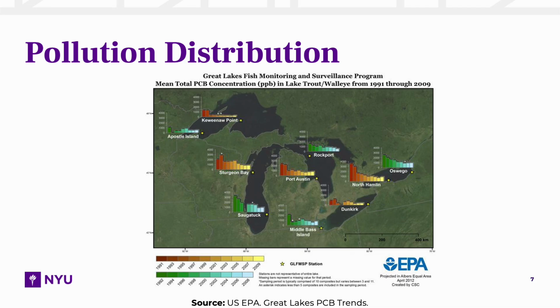As you can see, the overall PCB levels have been declining over the years, but according to the original EPA report, there are still three major concerns. The concentration remains above the target level, the rate of the decline varies across lakes, and the decline is slowing down or even stopping in some places. So overall, even with the progress, PCBs remain a long-term concern here.